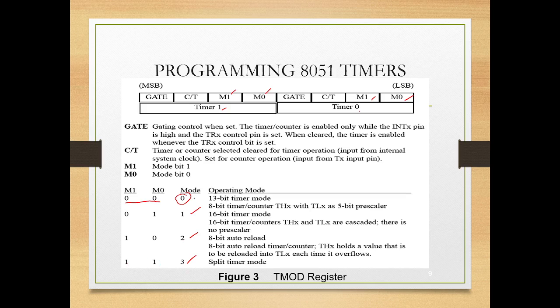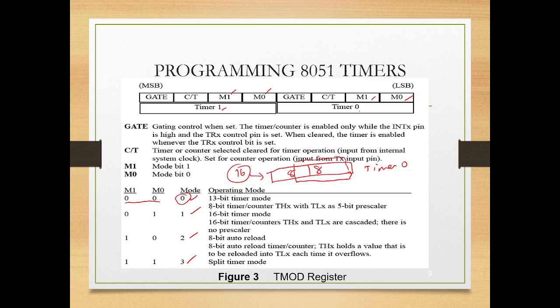So what are these modes? In mode 0, the 16-bit timer will be acting like a 13-bit timer. For instance, we have 8 bits here and 8 bits here as timer 0. So this is a 16-bit register. In this, only 13 bits are used for counting purpose. Only 13 bits are used for counting purpose in mode 0.